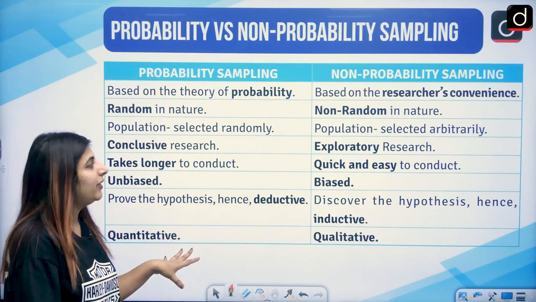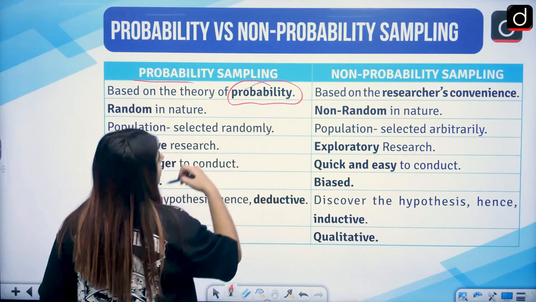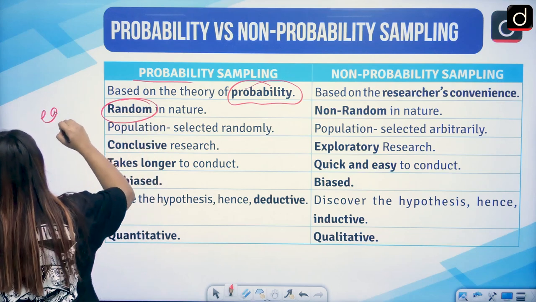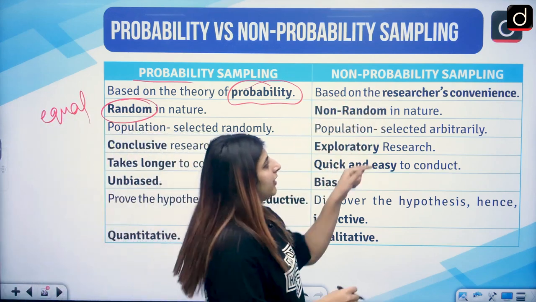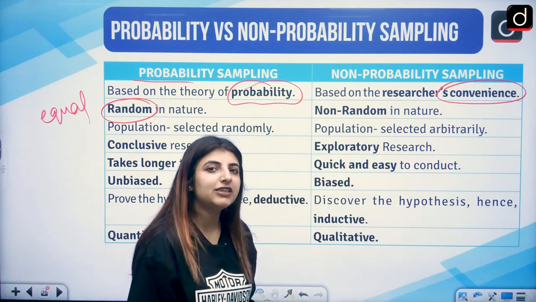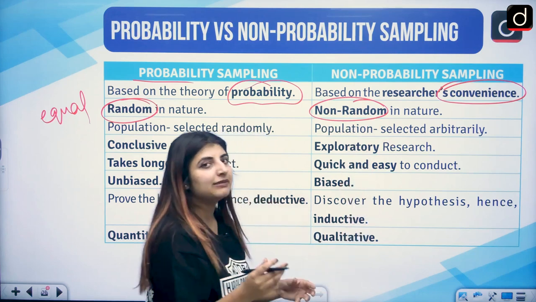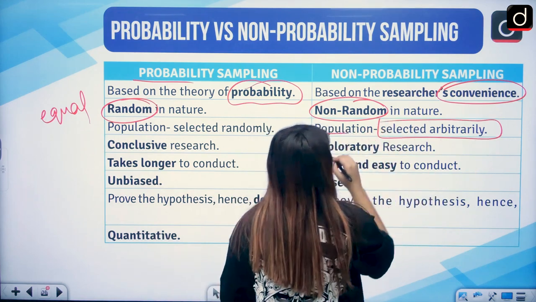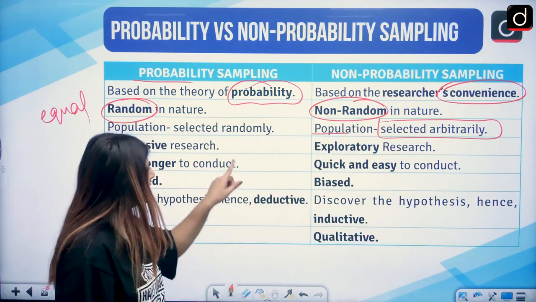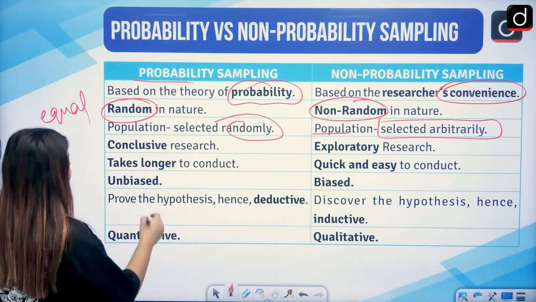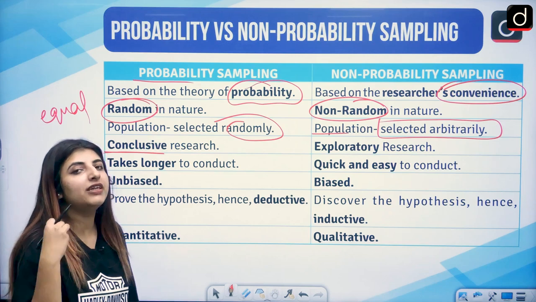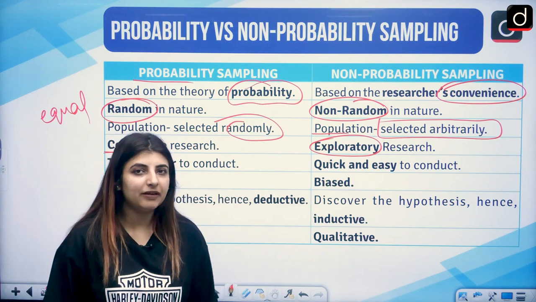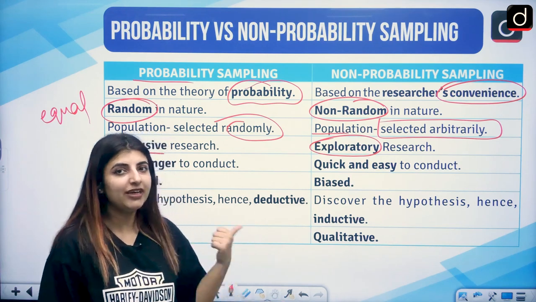Now let's just revise what we have done. Probability uses the theory of probability so that every participant is randomly selected, having an equal chance. Here, non-probability is based on the researcher's convenience, non-random in nature because my ease of accessibility is being seen here. The population is selected arbitrarily based on my convenience, whereas in probability it will be selected randomly. Conclusive research will lead to the results that I wanted to test, but here I wanted to do some kind of initial data gathering. That is why it is exploratory in nature.